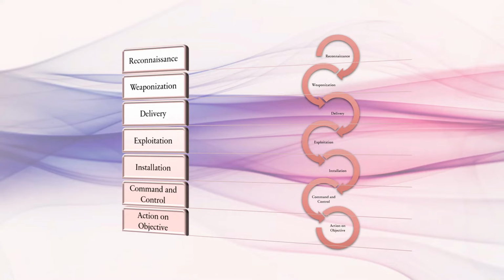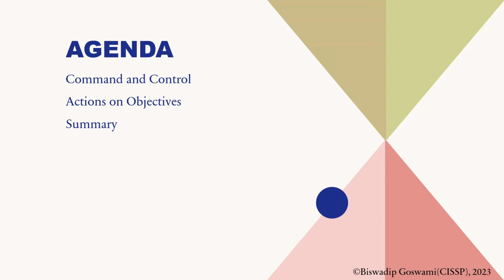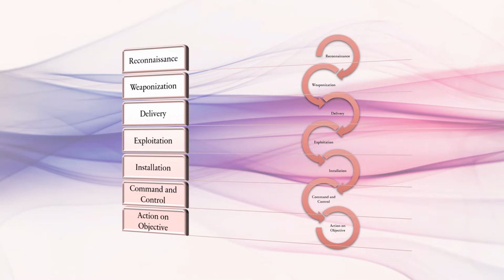Delivery is where the weapon or payload is delivered to the target, usually via email, social media, or a compromised website. The attacker uses various techniques to bypass security controls and deliver the weapon to the victim's device. Exploitation is where the weapon or payload is executed on the victim's device, exploiting a vulnerability in the software or operating system. The attacker gains a foothold on the device and can use it to move laterally within the network and access sensitive data. Installation, command and control, and actions on objectives.